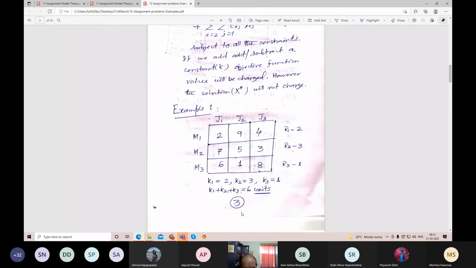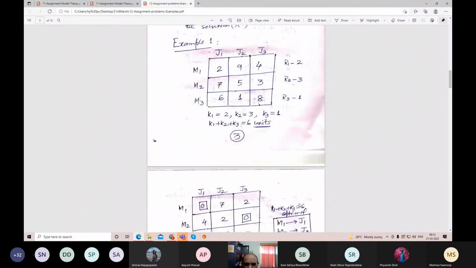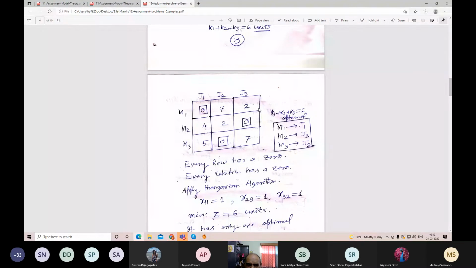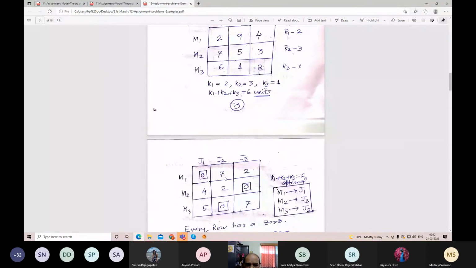In this problem, we find the row-wise minimum. The row-wise minimum is 2 for the first row, 3 for the second row, and 1 for the third row. We subtract. That is 6 units you are subtracting. After subtracting, the first row will be 0, 7, 2, the second row 3, 4, 2, 0, and the third row 5, 0, 7.